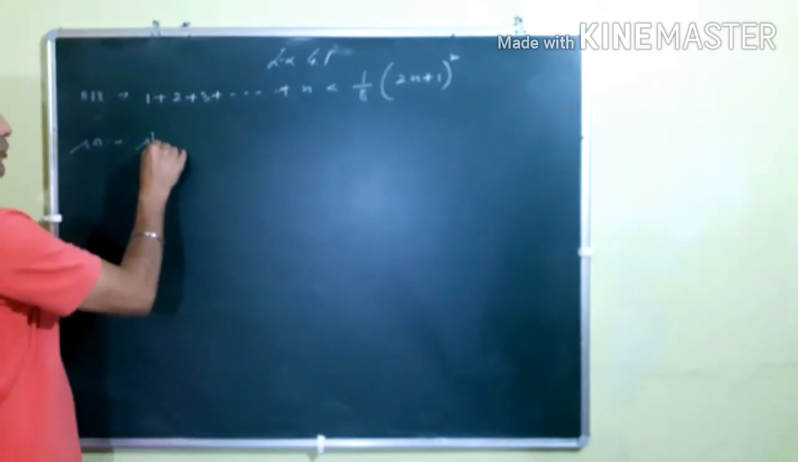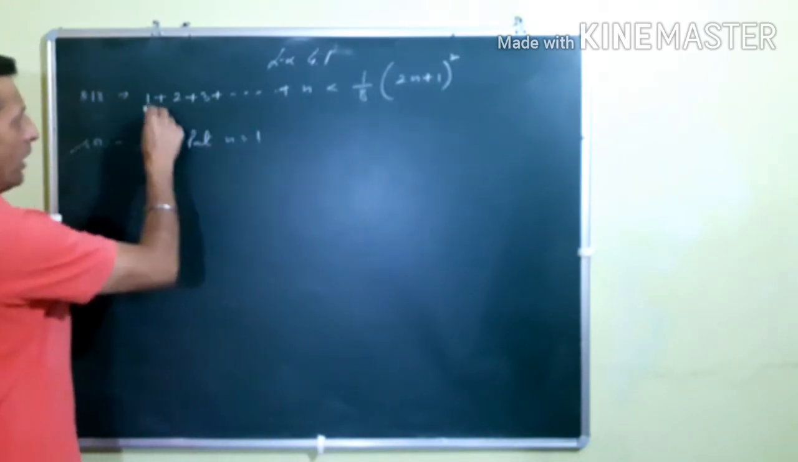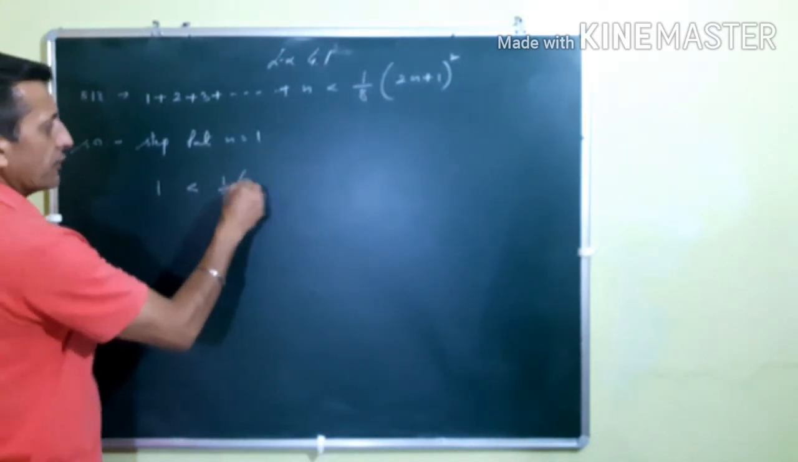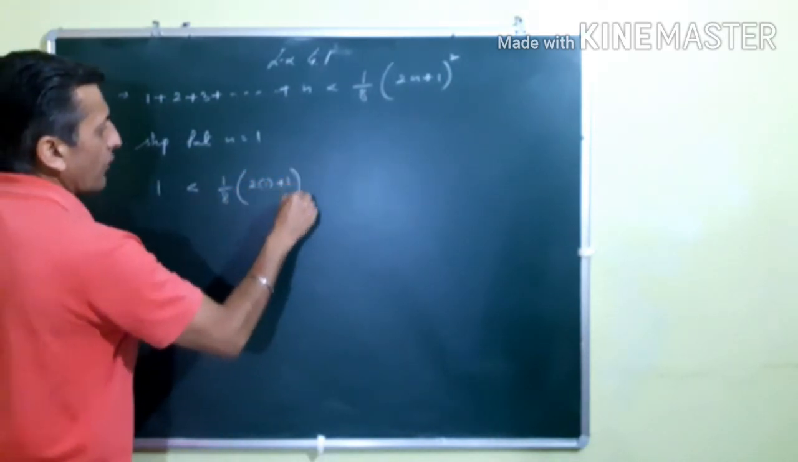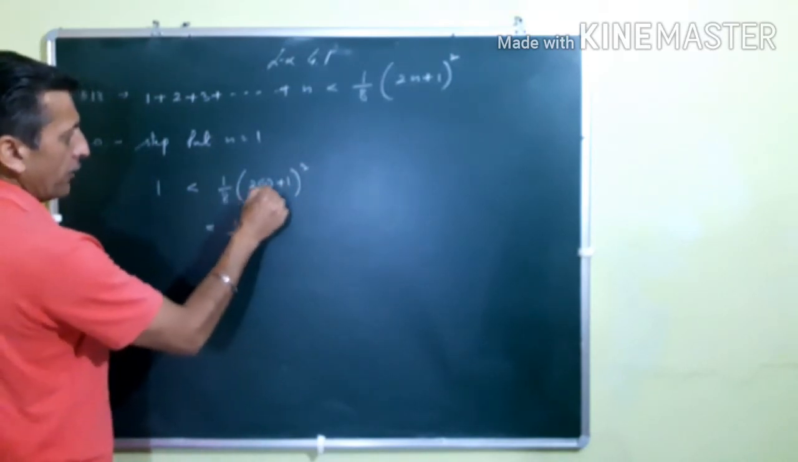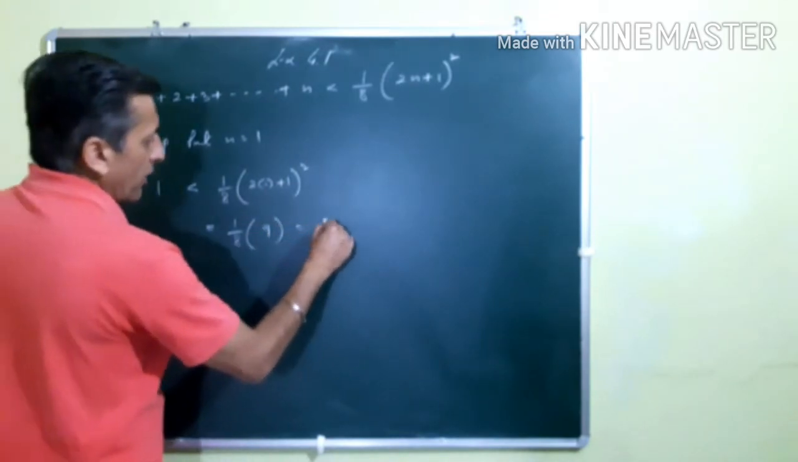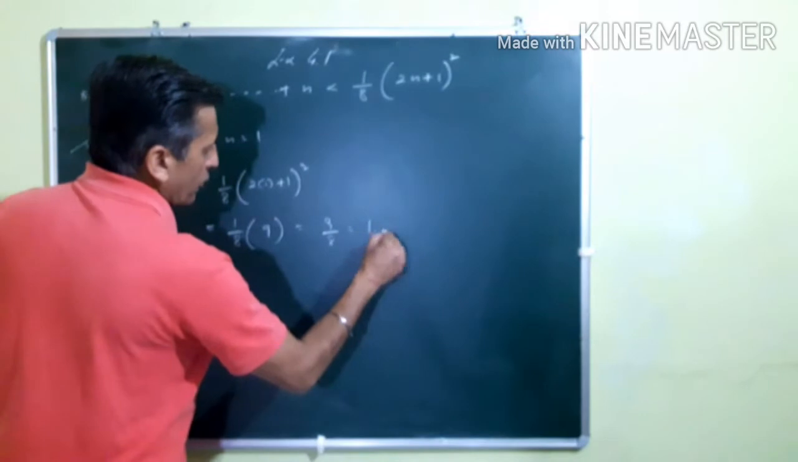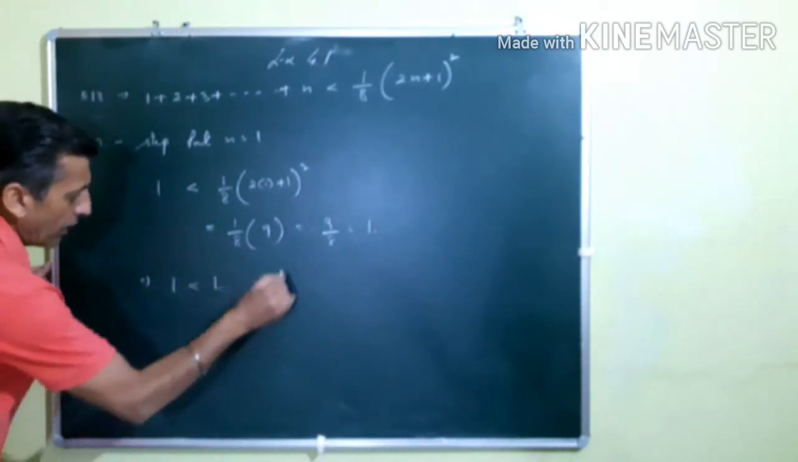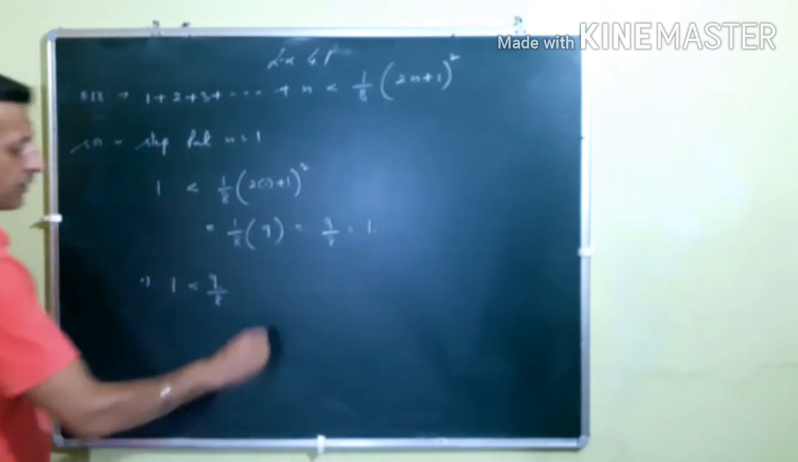Step number 1, as you know, is to put n equal to 1. So when n is equal to 1, in this case 1 is less than 1/8 (2 × 1 + 1)². When we solve this, it gives 1/8 × (2 + 1), that's 3, 3 squared is 9. So ultimately it is equal to 9/8, and 9/8 is 1 point something. So clearly 1 is less than 9/8. So clearly the result is true.